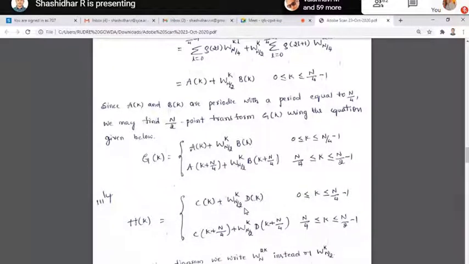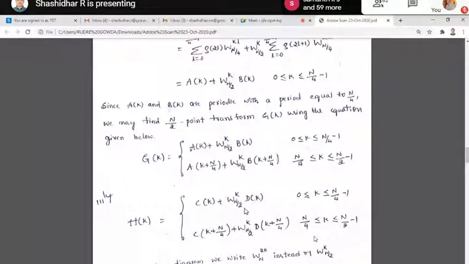Similarly, for H of k the values are C of k plus W_{N/2} to the power of k into D of k, for 0 less than or equal to k less than or equal to N/4 minus 1. And C of k plus N/4 plus W_{N/2} to the power of k D of k plus N/4, for N/4 less than or equal to k less than or equal to N/2 minus 1. Often it is W to the power of 2k instead of W_{N/2} to the power of k.